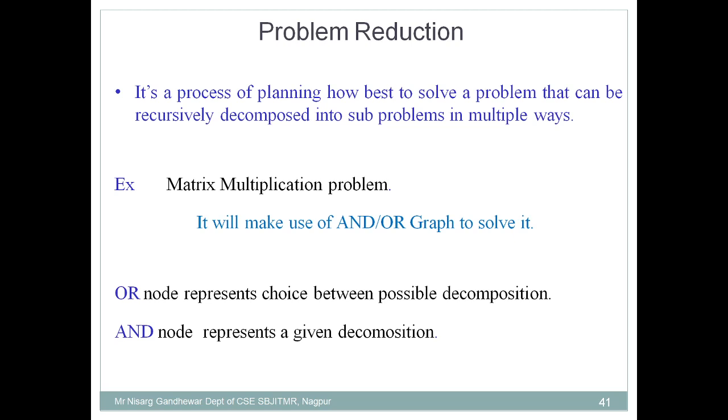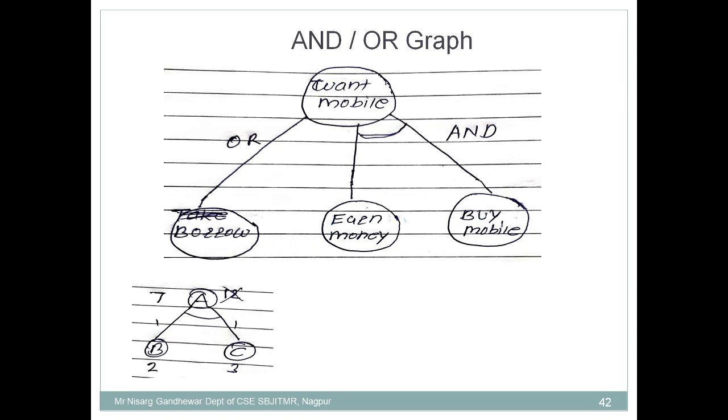That matrix multiplication problem will make use of an AND OR graph. Now here we need to understand what an AND OR graph is and how it works. Here you already know that an OR node represents a choice. If we are saying OR, that means either 1 or 2. Suppose we are saying AND, that means all conditions need to be satisfied. So let's see the AND OR graph.